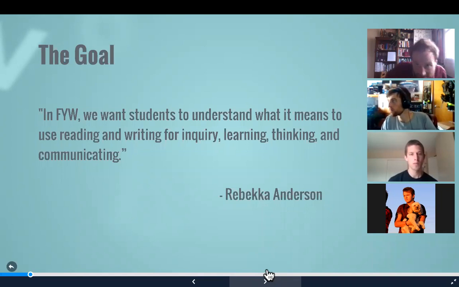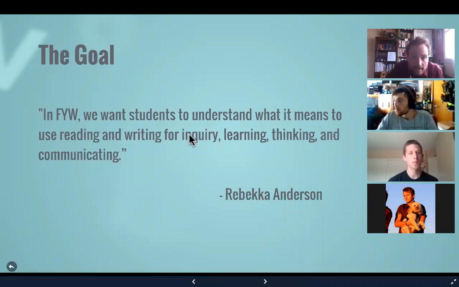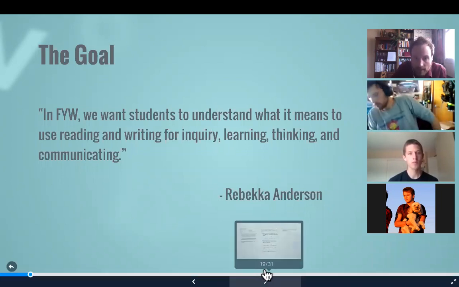Because we have a nice color background, there's not too much text on a page, and it's showing certain things. So if you're just listening and not seeing this, it says the goal in first year writing: we want students to understand what it means to use reading and writing for inquiry, learning, thinking, and communicating.